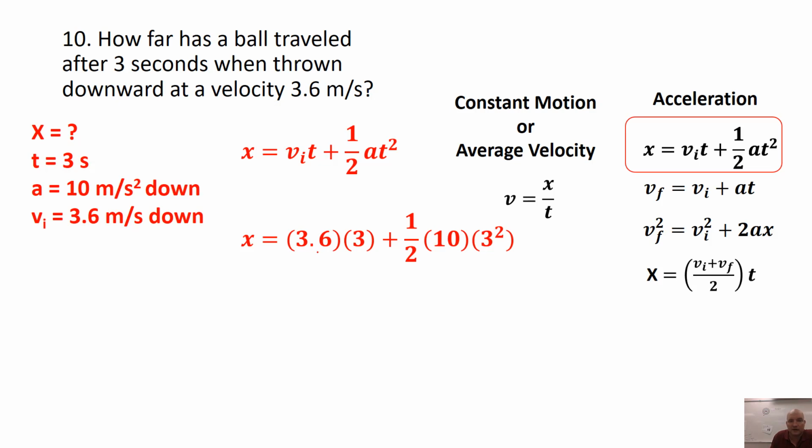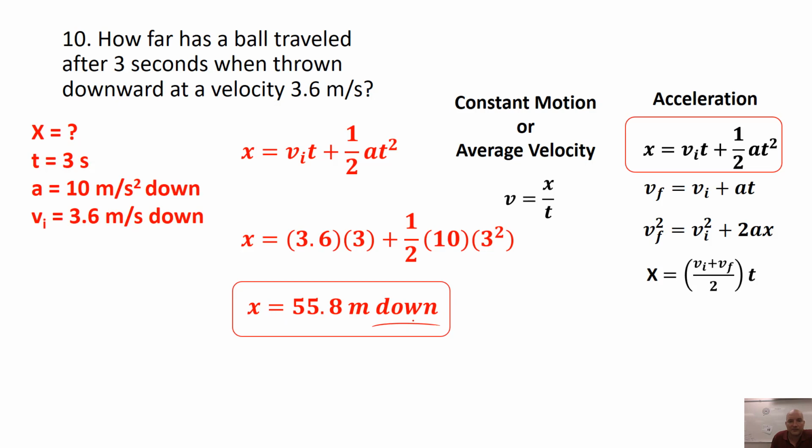If you call downwards negative, you'd have negative 3.6, and you'd have a negative 10, and you'd get a negative final answer, and that would mean down. But we didn't do that. We went ahead and used positive values, and we got a positive answer. So that positive answer meant down. So since we used positive values for down, when we got to the end, we were left with positive. Once again, you don't have to think through this as much if you have non-conflicting directions.